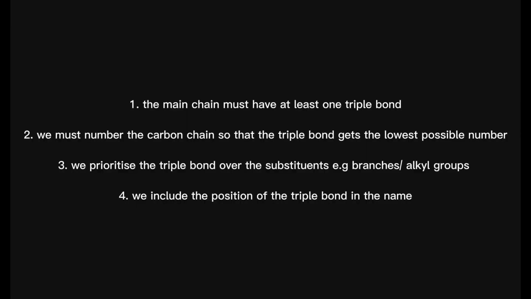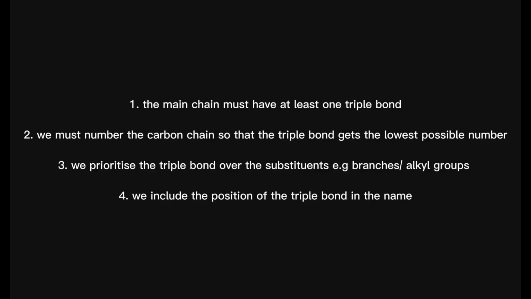Rules in naming alkynes. 1. The main chain must have at least one triple bond. 2. We must number the carbon chain so that the triple bond gets the lowest possible number. 3. We prioritize the triple bond over the substituents, e.g. branches or alkyl groups. 4. We include the position of the triple bond in the name.